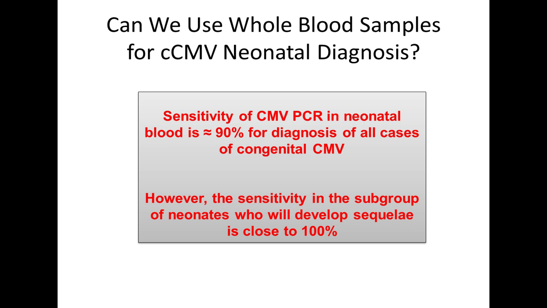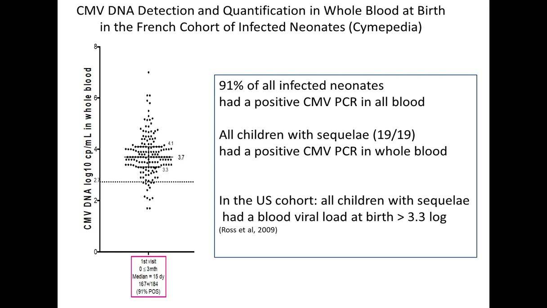Is it possible to use whole blood samples for congenital CMV neonatal diagnosis? The sensitivity of CMV PCR in neonatal blood is around 90% for diagnosis of all cases of congenital CMV. However, the sensitivity in the subgroup of neonates who will develop sequelae is close to 100%.